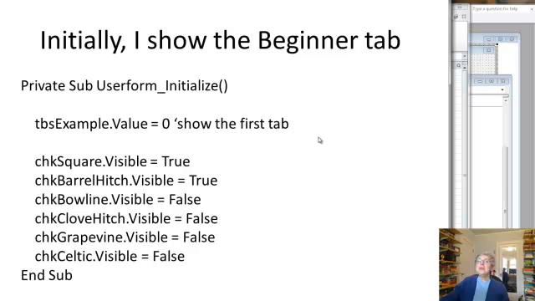Okay, so here's my code that I run initially when I want the beginner tab to show up. And like I just discussed earlier, what I'm doing is setting the value of my tab strip to be 0. And that makes the selected item be item 0. It shows the first tab. And then what I did was use the visible property of my checkboxes to make the first 2 show up and the other 4 not show up.